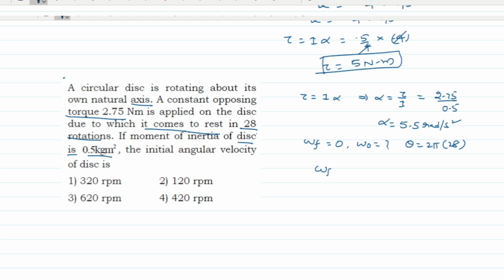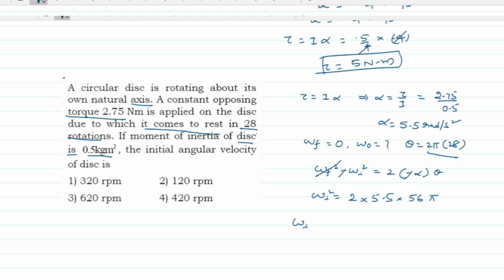So take the formula: omega final whole square minus omega initial whole square equals 2 into minus alpha into theta, as it is retarded due to the opposing torque. Omega final value is 0, and minus and minus cancel. So omega initial whole square equals 2 into alpha, which we got as 5.5, into theta, which is 2 pi into 28. Here it is 56 pi that we get.